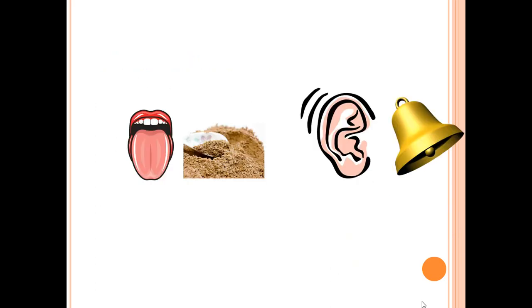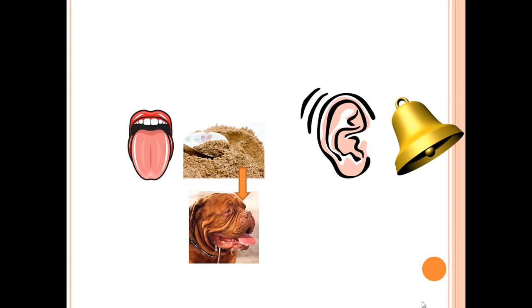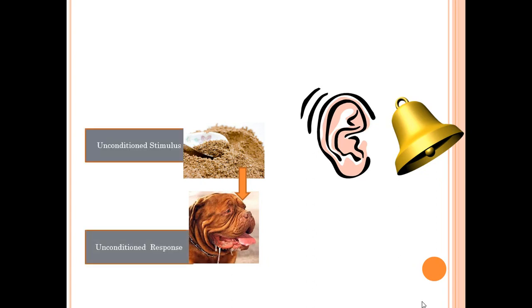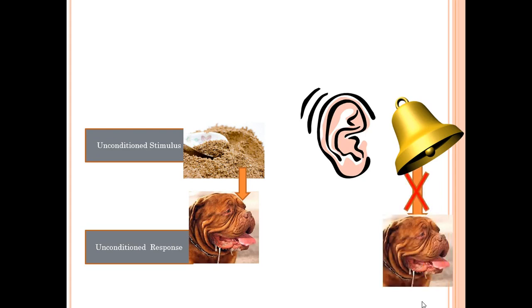Well, you see, the thing is that the meat powder, the taste of the meat powder naturally or normally or automatically creates salivation in the dogs. And so this is what we call an unconditioned stimulus and then unconditioned response. Unconditioned here means not learned. Okay. And then the stimulus is a stimulus and a response is the reaction.